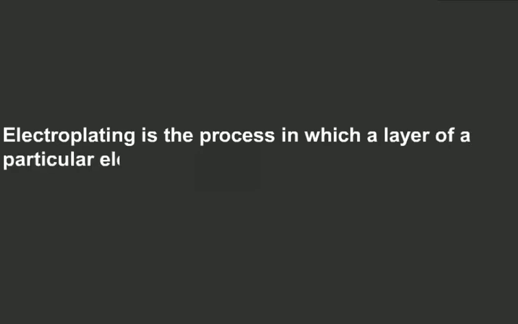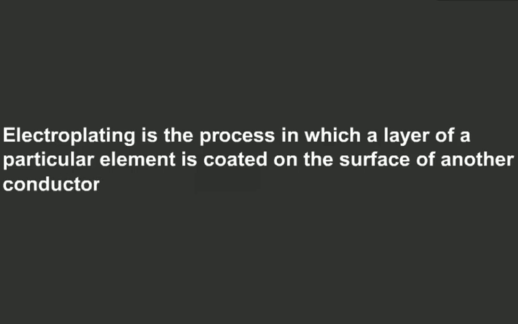Electroplating. Electroplating is the process in which a layer of a particular element is coated on the surface of another conductor by the method of electrolysis.